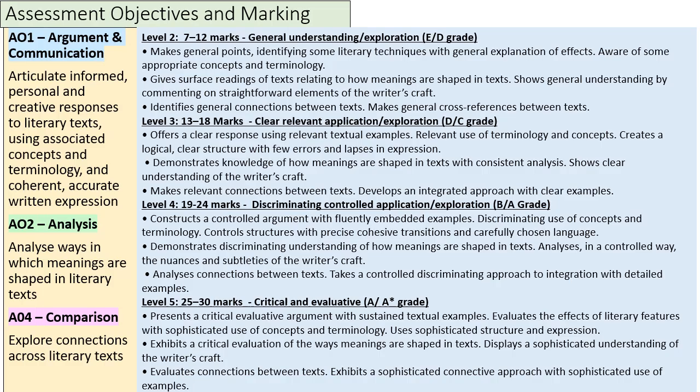Here is the mark scheme for you. I'm not going to read the whole thing because you can read, I would hope, if you're doing English literature. But just to give you an overview, you are marked for the assessment objectives AO1, AO2 and AO4. What you'll notice there is you are not marked for context.